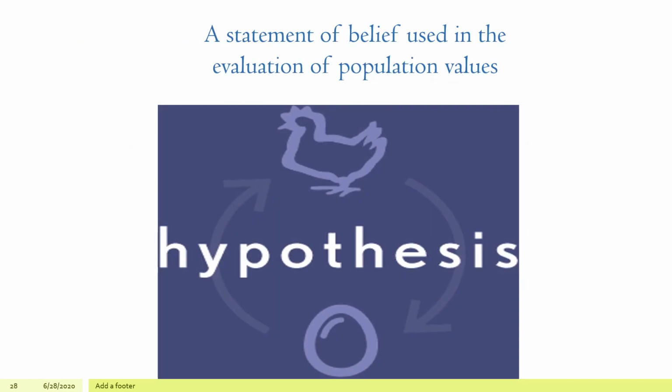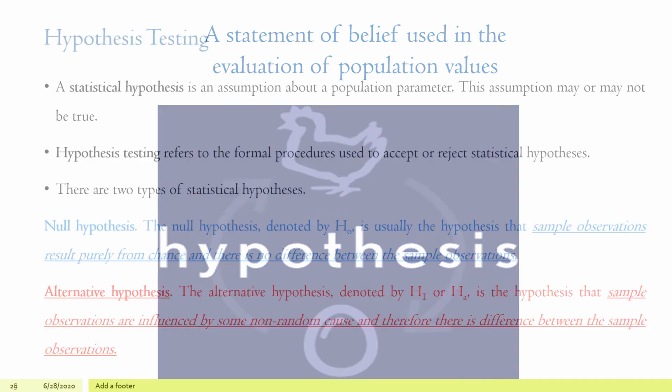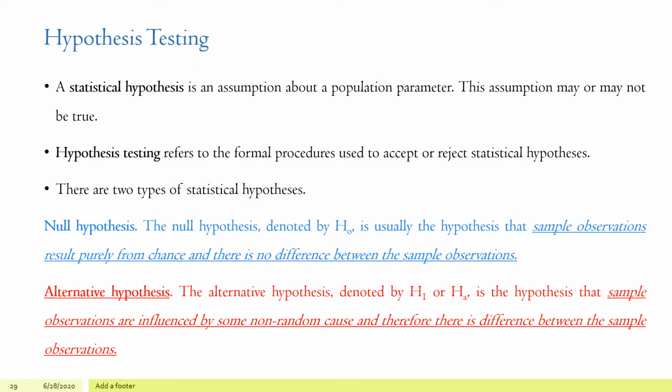Coming to the hypothesis. A statement of belief used for evaluation of population values. Hypothesis testing. A statistical hypothesis is an assumption about a population parameter. This assumption may or may not be true. Hypothesis testing refers to the procedure used to accept or reject the statistical hypothesis. There are two types of statistical hypothesis. First is null, second is alternative hypothesis.